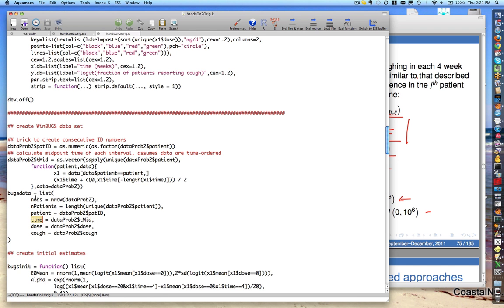So the data I'm going to finally pass to BUGS is going to be the number of observations, the number of patients. I'll have my patient identifier, the time. Again, this will be a midpoint time, the daily dose, and the 0 or 1 indicating whether or not they experienced a cough. So that's what's getting passed to BUGS.